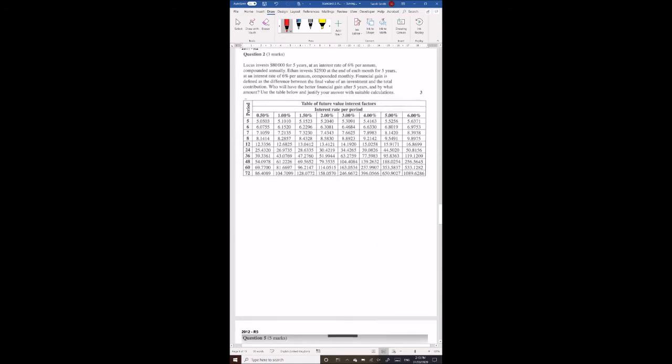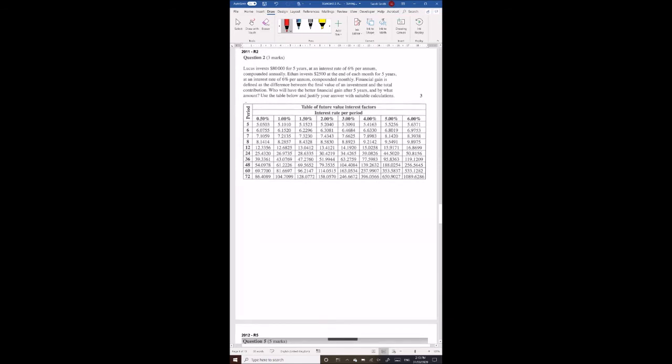Okay, looking at our next question. So this question here, we have 2 people. We've got Lucas and Ethan. They are both investing money at different types of things. So Lucas is just investing a lump sum, whereas Ethan is investing an annuity. So we need to work out how much each of them earn. So Lucas, here's our compound interest. Remember, that's future value equals present value 1 plus r to the n. Now he is at a rate of 6% per annum.